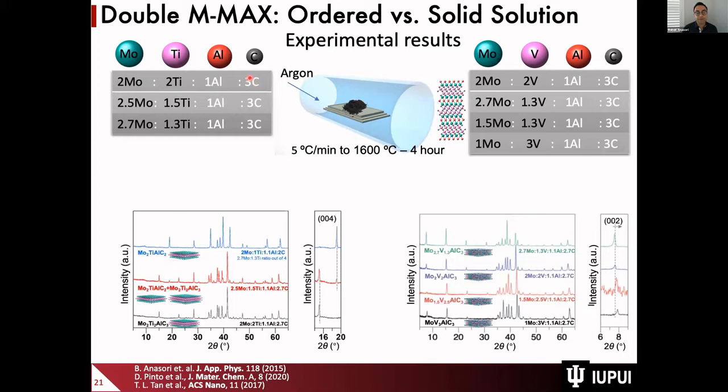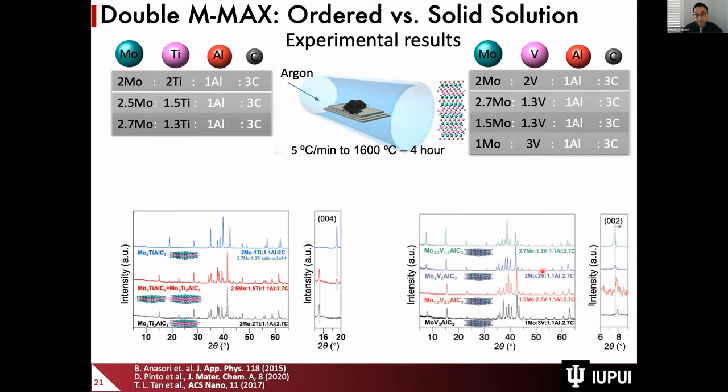Now, the same thing: we mix 2 molybdenum, 2 vanadium, and the rest. We synthesize both under the same conditions, 1600 degrees for 4 hours. Based on XRD, for molybdenum titanium we saw that we form a four-layer MAX phase. The same applies for molybdenum vanadium: we get a four-layer MAX phase.